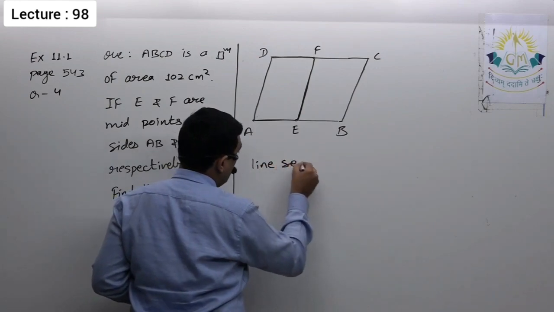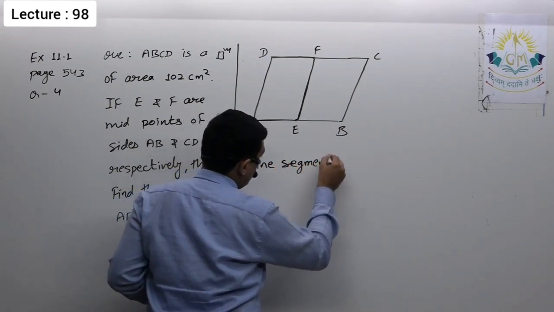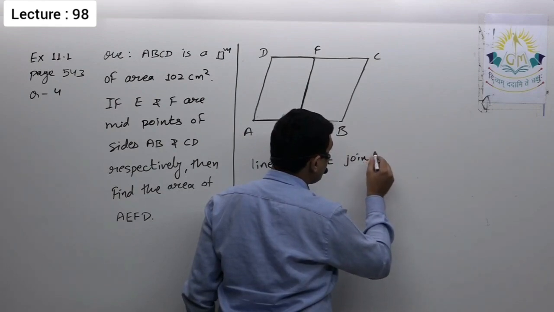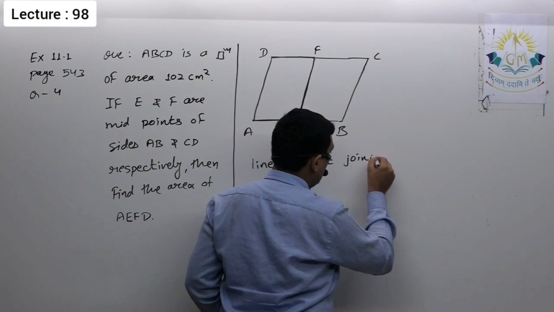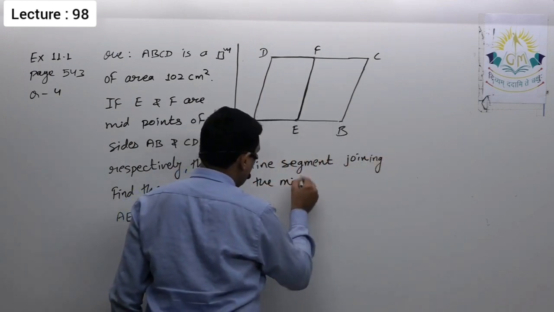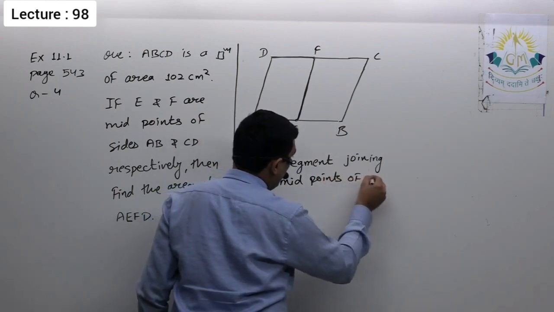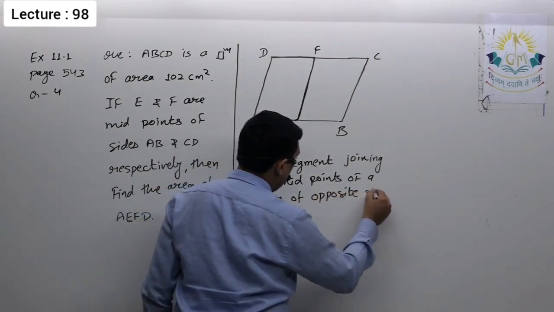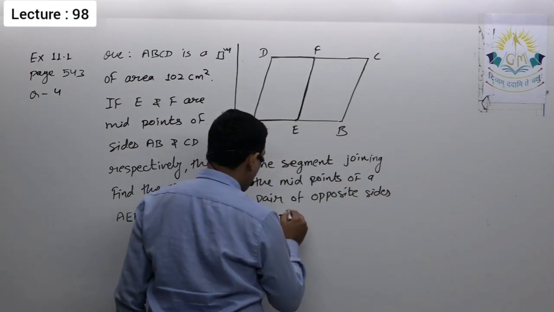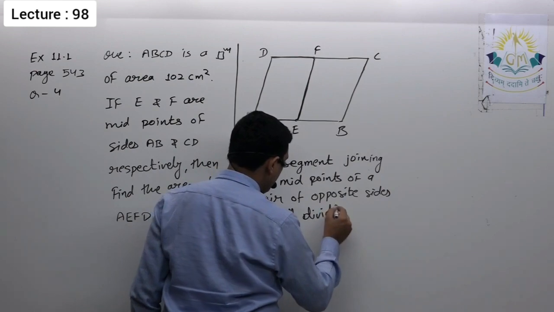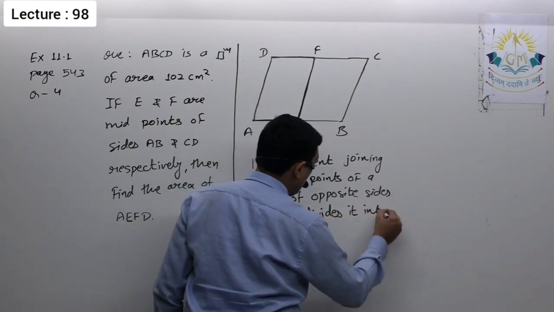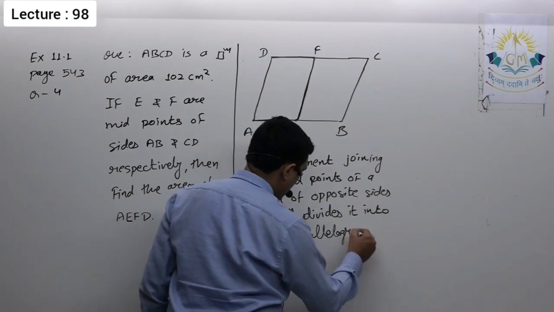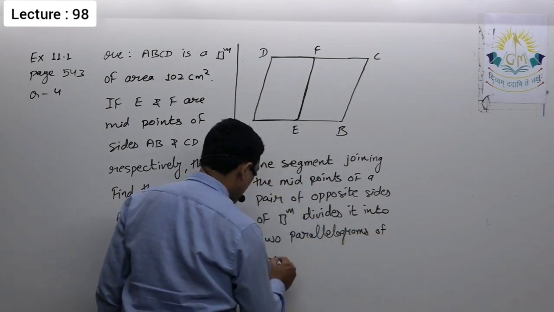The line segment joining the midpoints of a pair of opposite sides of a parallelogram divides it into two parallelograms of equal area.